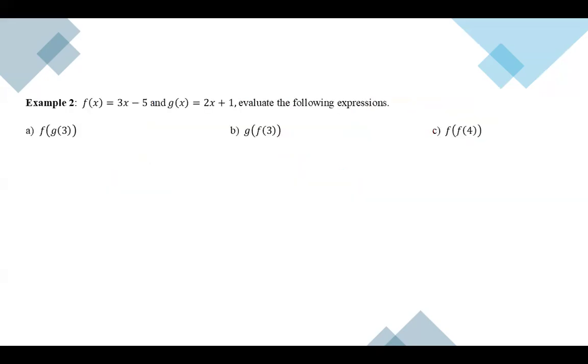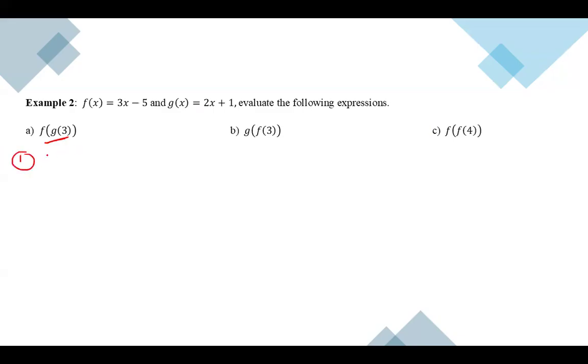Ready? All right, so here we're starting off with linear functions. We're keeping it simple. So we have 3x minus 5, and we have 2x plus 1. This is our f of x, this is our g of x, and we're going to evaluate the following expressions. So the first thing we have here is f composed of g at 3.